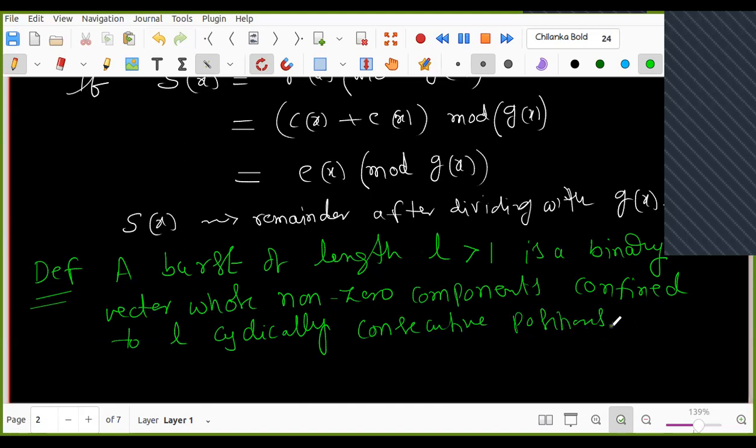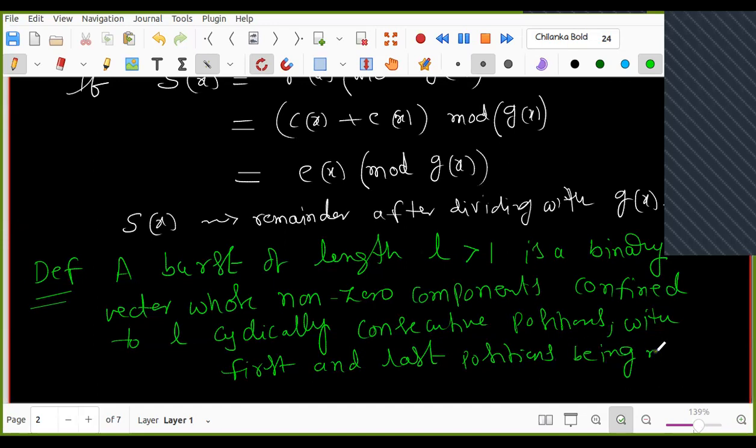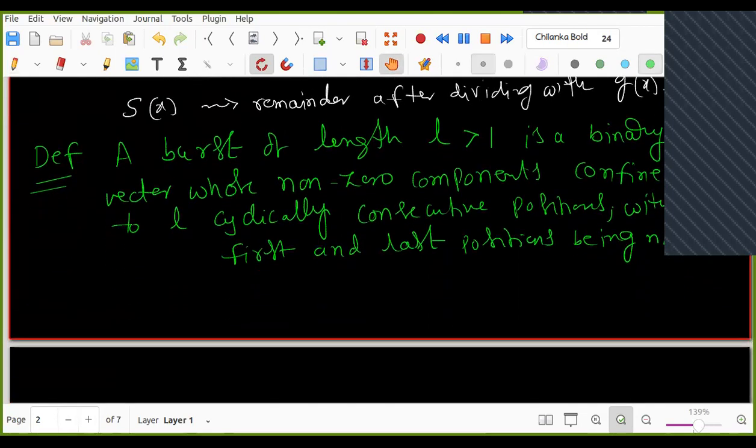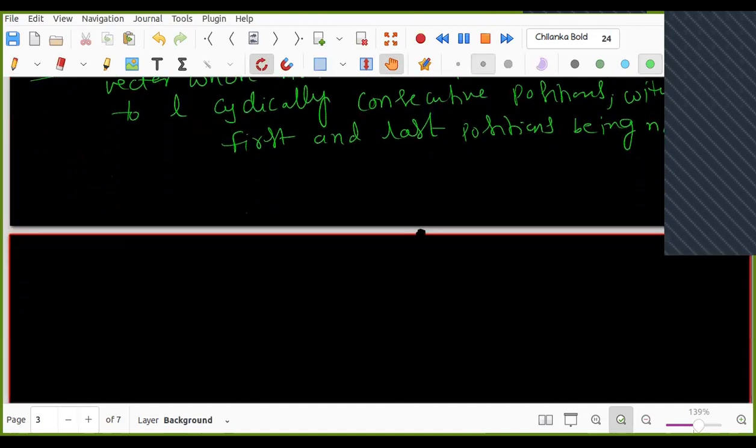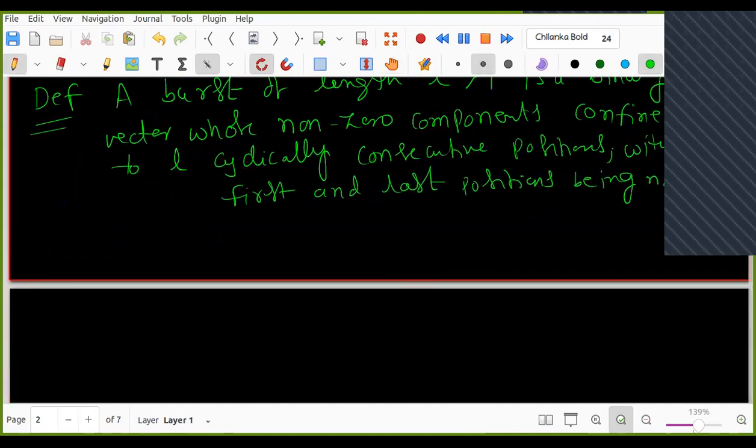With the first and last positions being non-zero. So in binary, what is the meaning of the first and last position being non-zero? Yes, both are one. Very good, thanks.